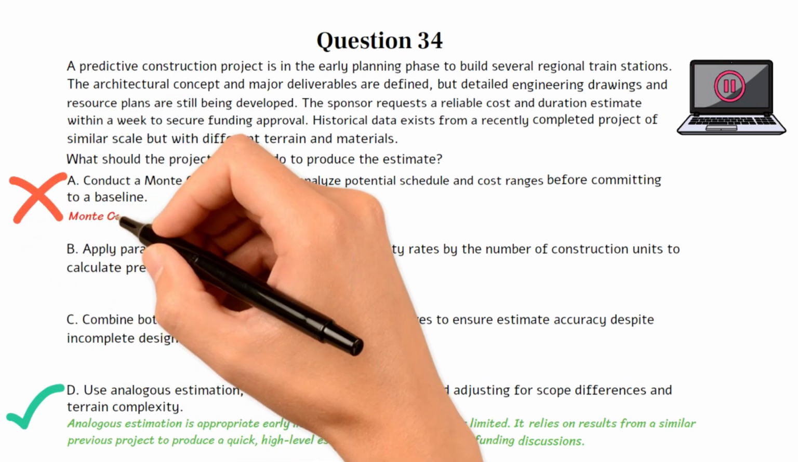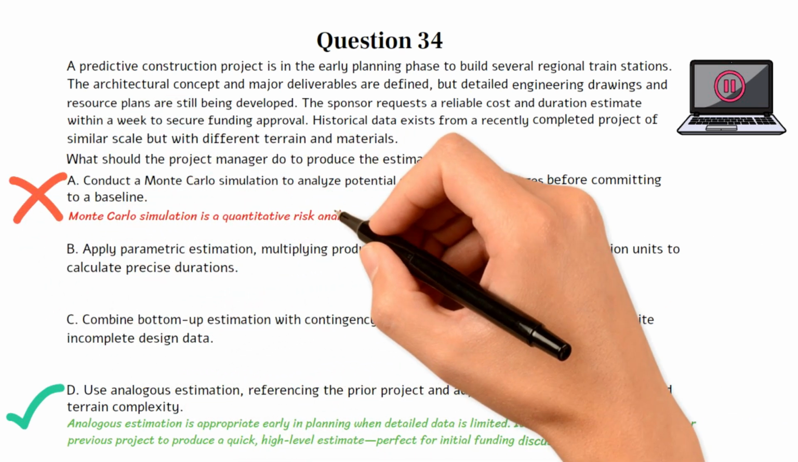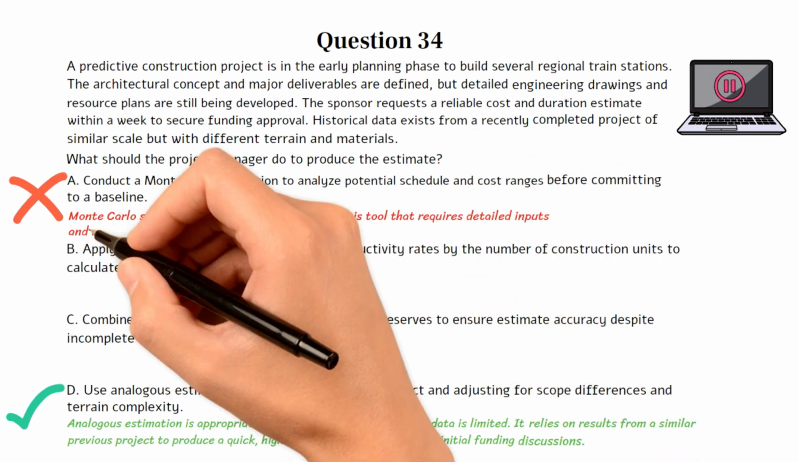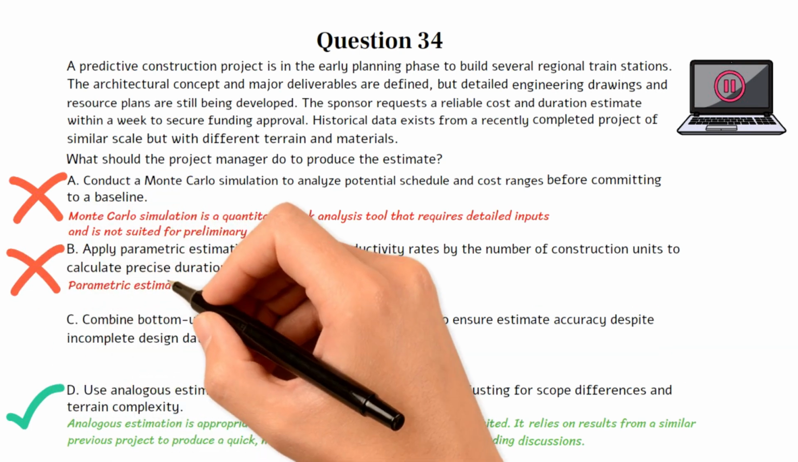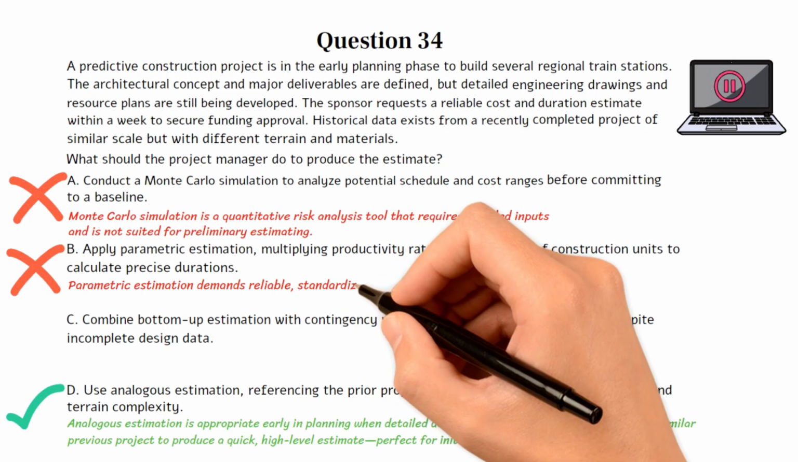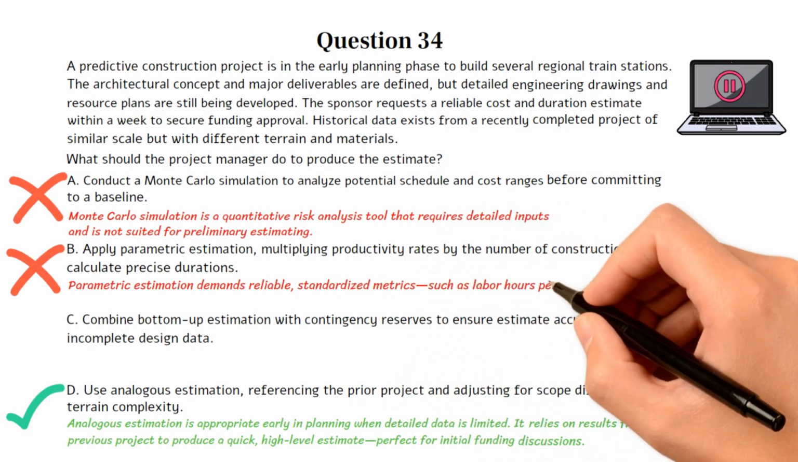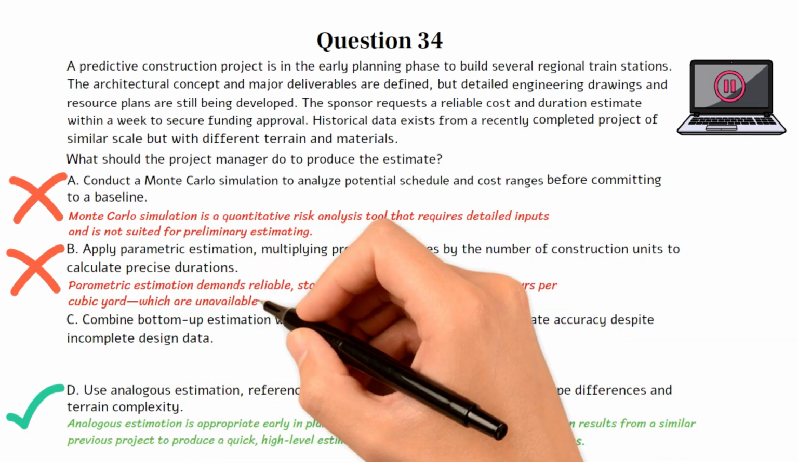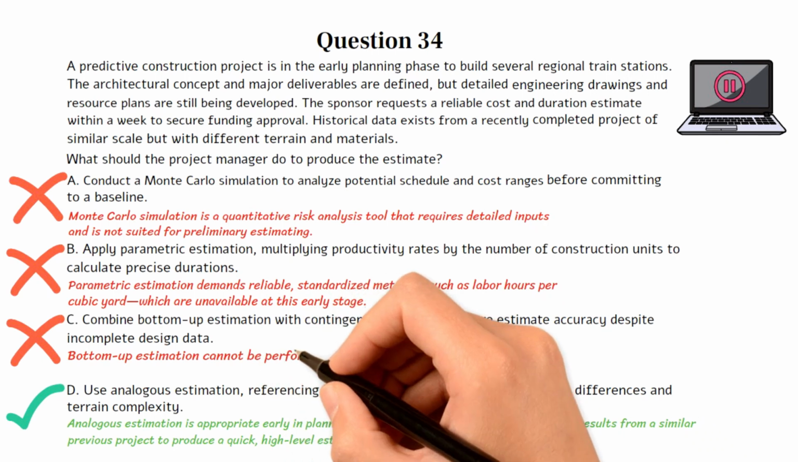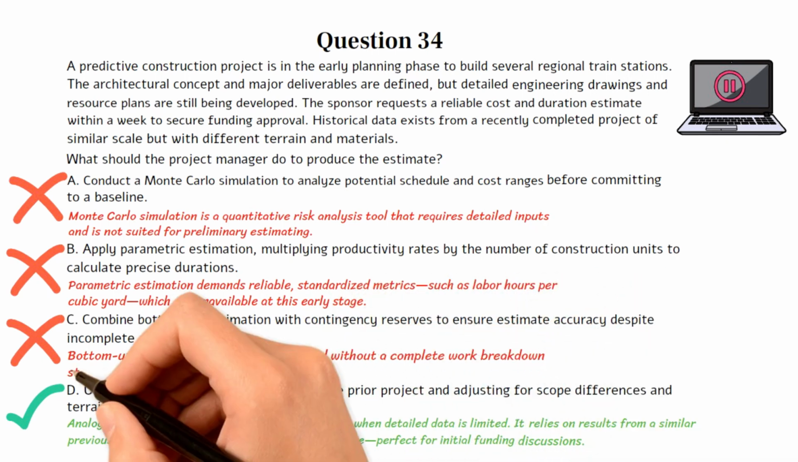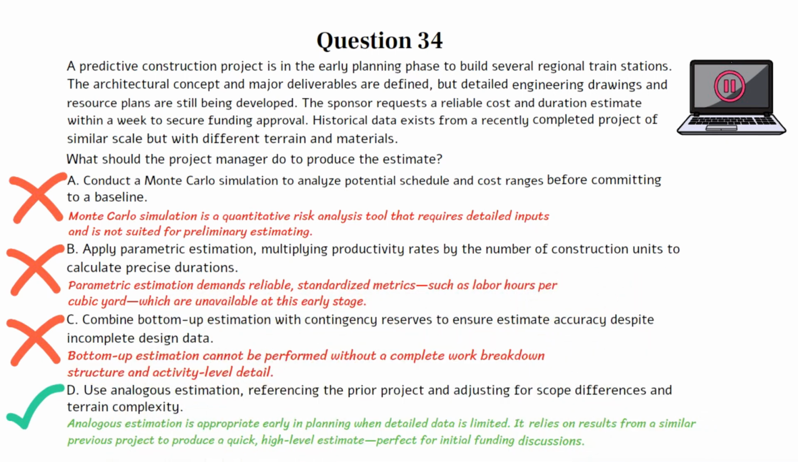Monte Carlo simulation is a quantitative risk analysis tool that requires detailed inputs and is not suited for preliminary estimating. Choice B is incorrect. Parametric estimation demands reliable, standardized metrics, such as labor hours per cubic yard, which are unavailable at this early stage. Choice C is incorrect. Bottom-up estimation cannot be performed without a complete work breakdown structure and activity-level detail. Let's move on to the next question if you're ready.